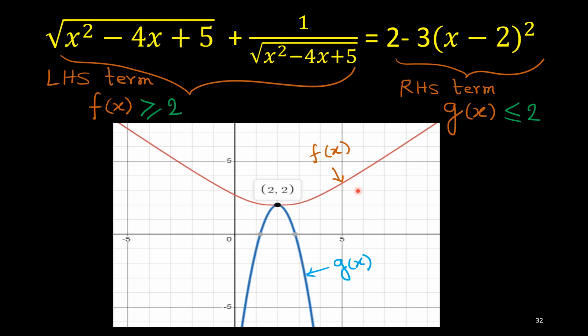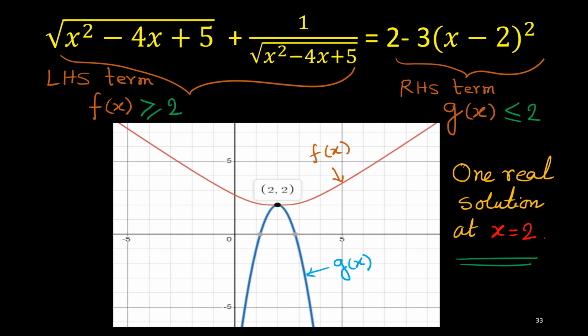But in this case we'll get only one solution at x equal to 2. So we have only one real solution. This is important. We'll have only one real solution. We are not talking about any other solutions. So the function can have some other solutions, complex solutions. We are not interested in those things. We wanted to find out the real solution. So we have obtained only one real solution at x equal to 2.